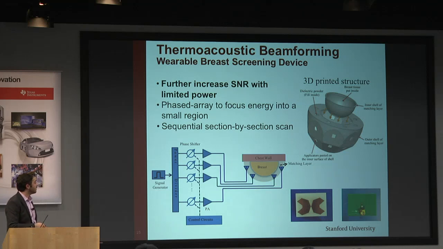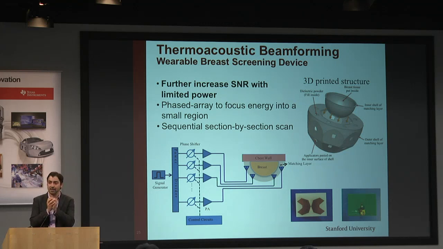The answer is yes. So instead of depositing the limited energy you have everywhere in tissue, you now focus it sequentially through different areas of tissue. And in every area, you have more power, more SNR. So you can get improvements in power combining.